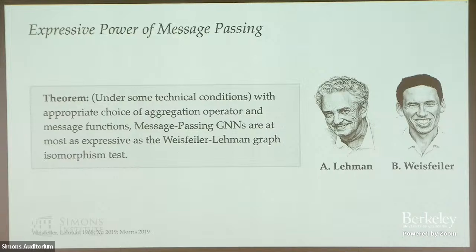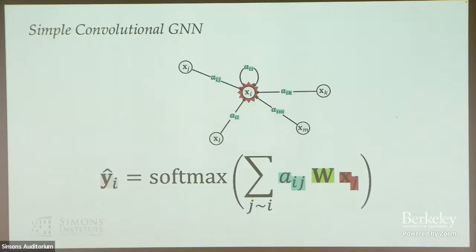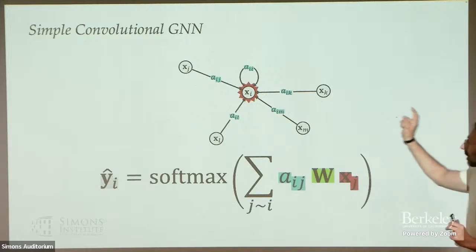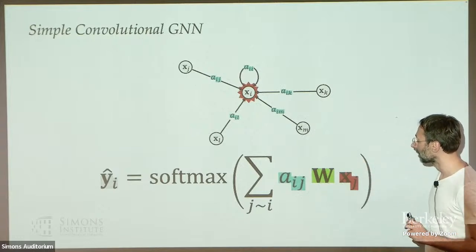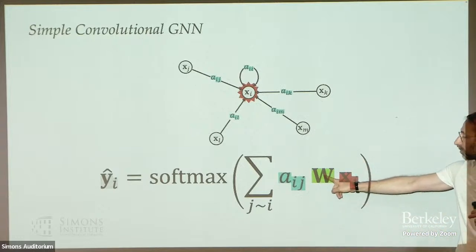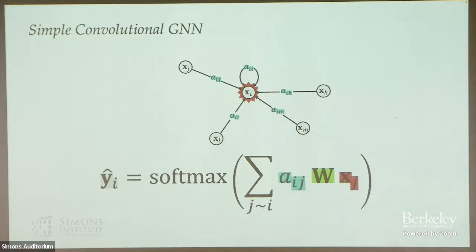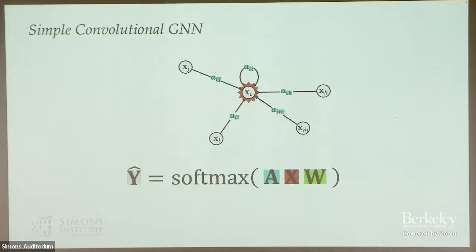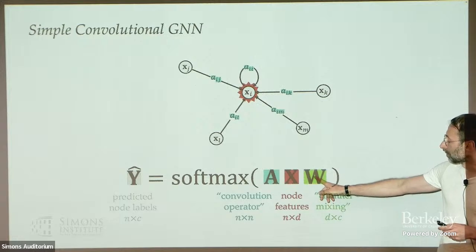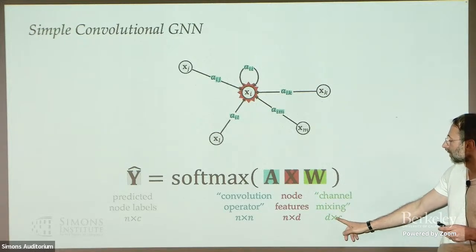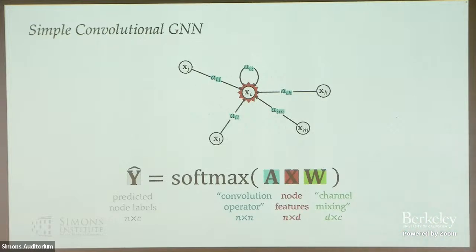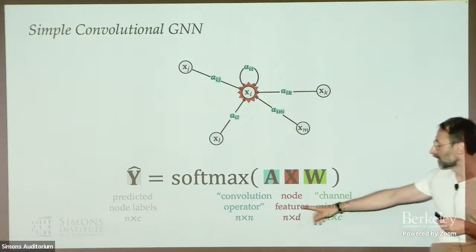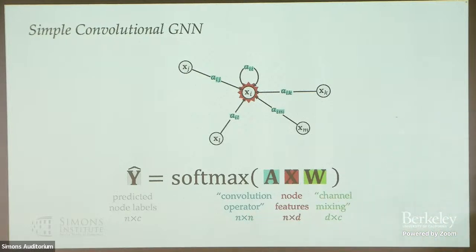So let's look at this simple convolutional neural network. It's a single layer that looks like this. I sum the neighbor features that are transformed by some linear transformation, right? This matrix W is shared for all the nodes. So this is a very simple thing. In matrix form, I can write it like this. I have the node features, and I multiply them from the right by a matrix of size D by C. D is the dimensionality of the features, and C is the number of classes. And from the left, I multiply by a matrix of size n by n, right? This is the diffusion or the convolution operation.